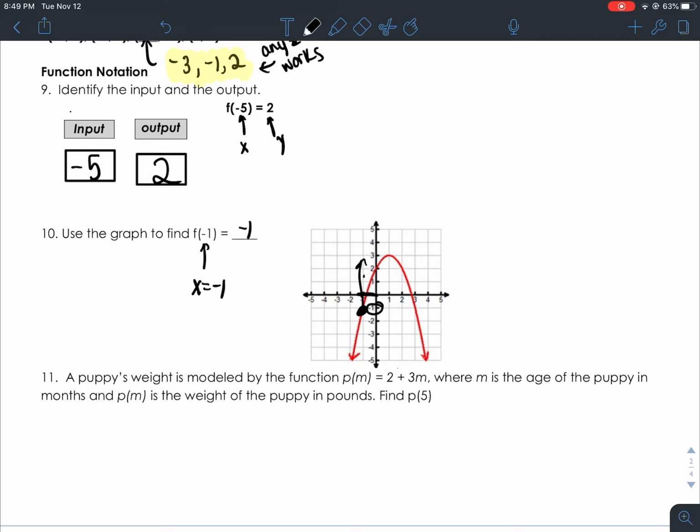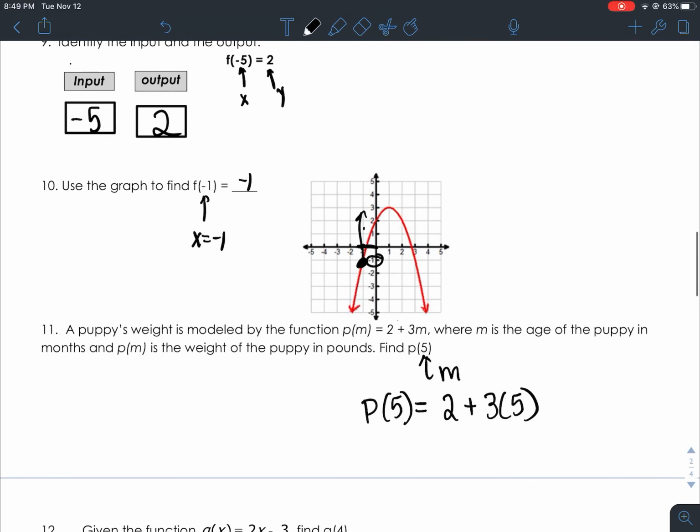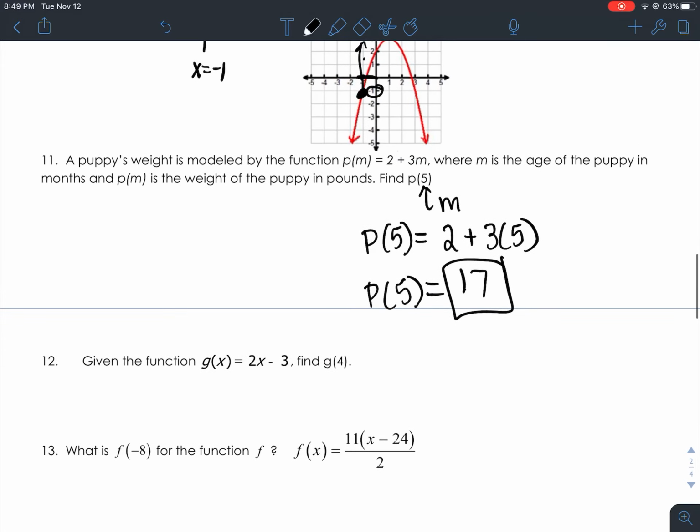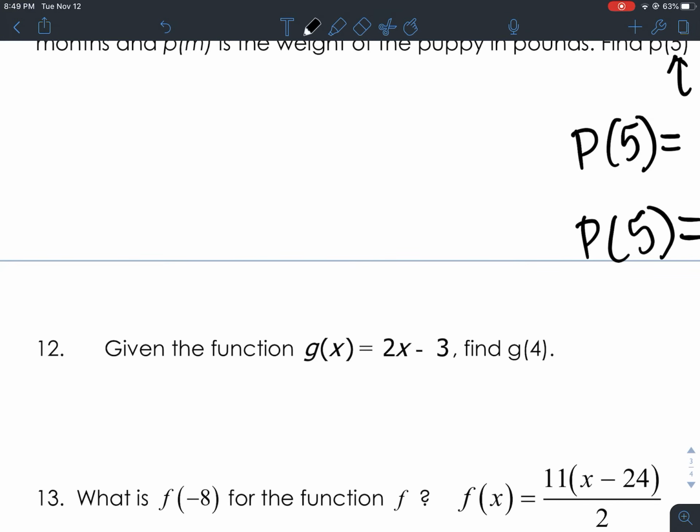A puppy's weight is modeled by the function P of m is equal to 2 plus 3m, where m is the age of the puppy in months, and P of m is the weight of the puppy in pounds. Find P of 5. Again, you're plugging this in for your x, or in this case it's m. So P of 5 is equal to 2 plus 3 times 5, or P of 5 is equal to 15 plus 2, which is 17. So it looks like the puppy's going to be 17 pounds. A couple more of these. That's a lot.